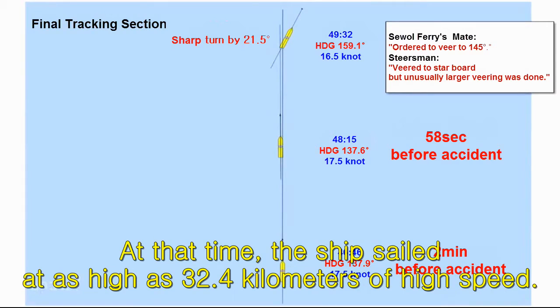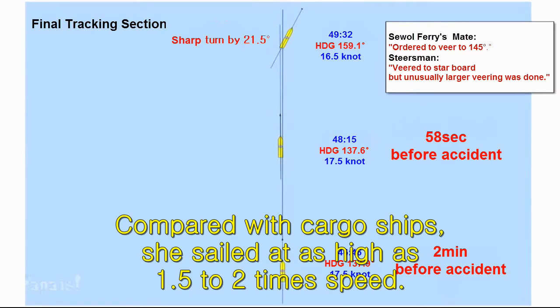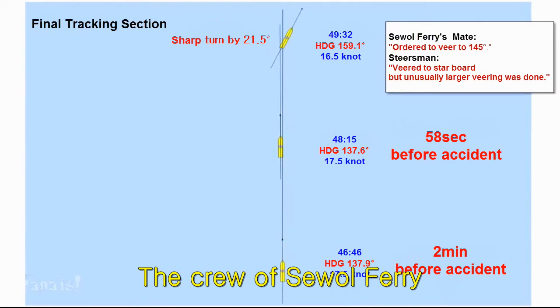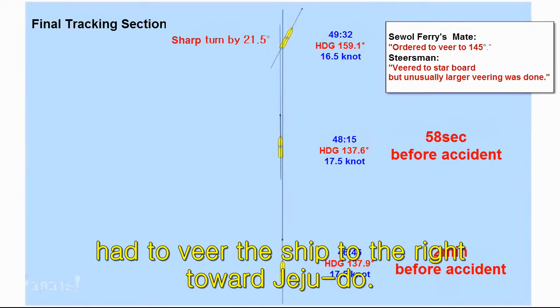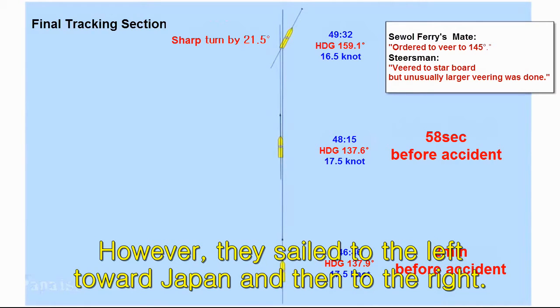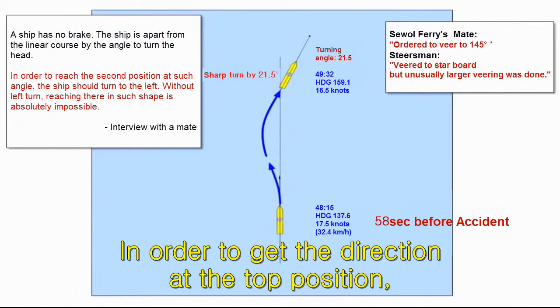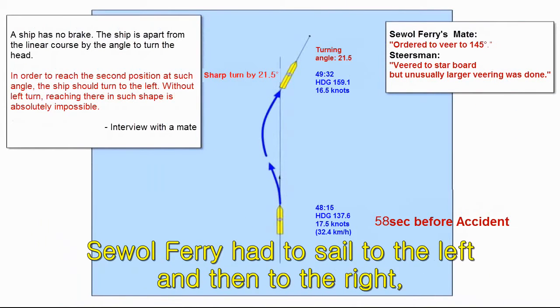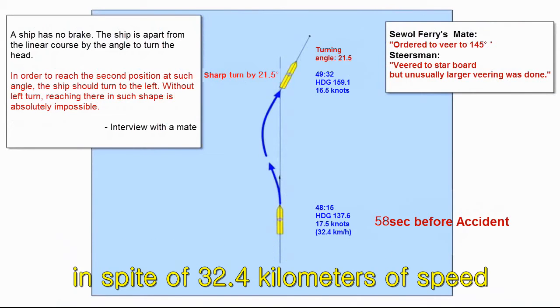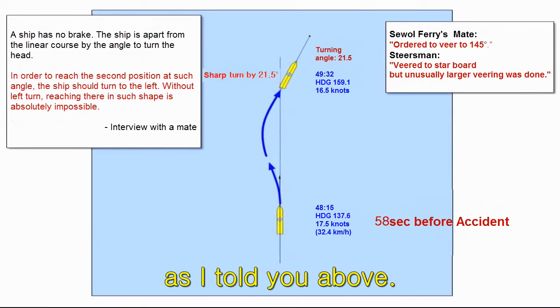At that time, the ship sailed at as high as 32.4 kilometers of high speed. Compared with cargo ships, she sailed at 1.5 to 2 times the speed. The crew of Sewol Ferry had to veer the ship to the right toward Jeju-do. However, they sailed to the left toward Japan and then to the right. In order to get the direction at the top position, Sewol Ferry had to sail to the left and then to the right, in spite of 32.4 kilometers of speed as I told you above.